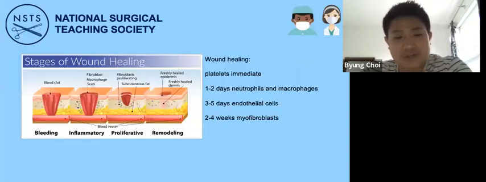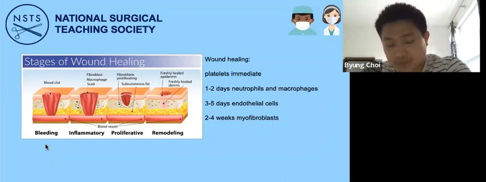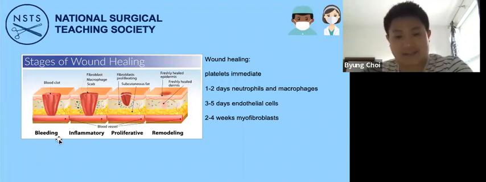So if we look here, obviously platelets and other coagulation clotting factors would be involved in hemostasis and the stopping of bleeding, making that fibrin clot. That would be obviously immediate. We're focusing on the remodeling stage, which can take up to a few weeks. Generally tends to start about 1.5 to about 2 weeks and onwards.